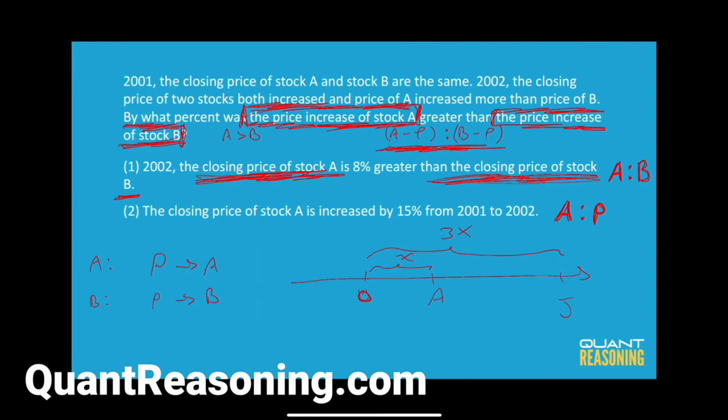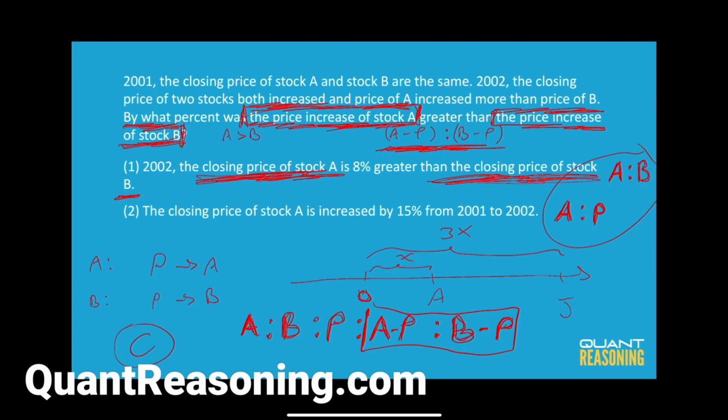Exactly. We can consolidate those two ratios, and theoretically we could find out the ratio of A to B to P. And if you have that, then you can also make an inference column for A minus P, and you could also make an inference column for B minus P. So it turns out that if you combine the statements, you can answer the question. The correct answer is C.